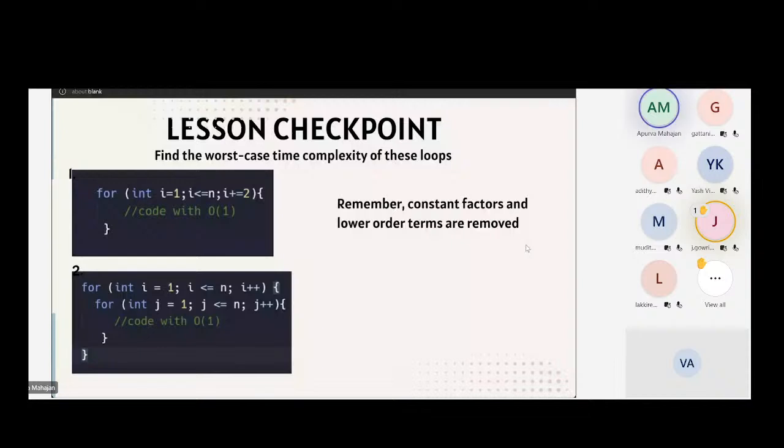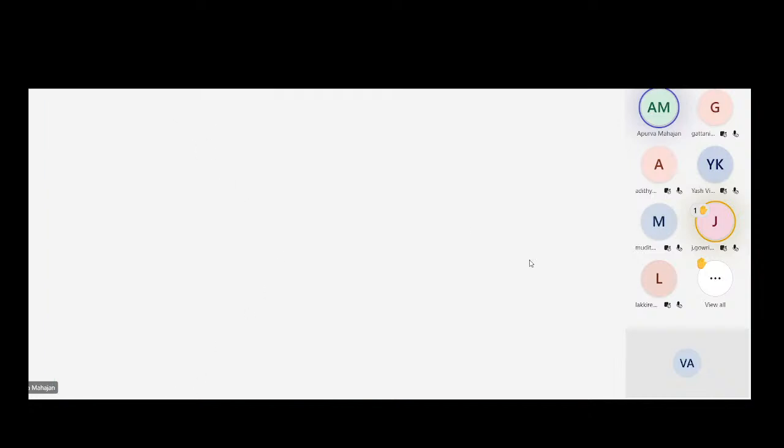Let's see what the answers are. So for the first example, we can see that i starts from 1, it has to reach till n, and it is incremented by 2 in each iteration. So the actual number of times that the loop will iterate will be n by 2. But as we have to remove the constant multipliers, the answer will be big O of n.